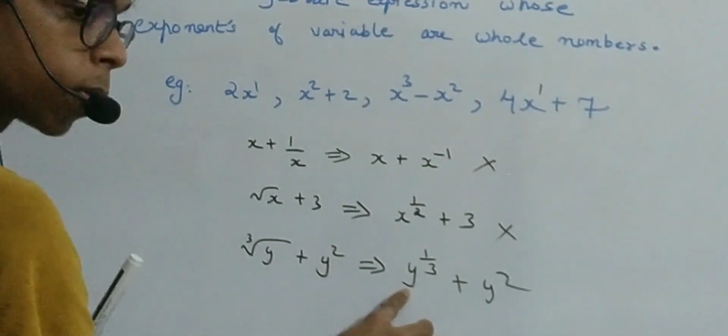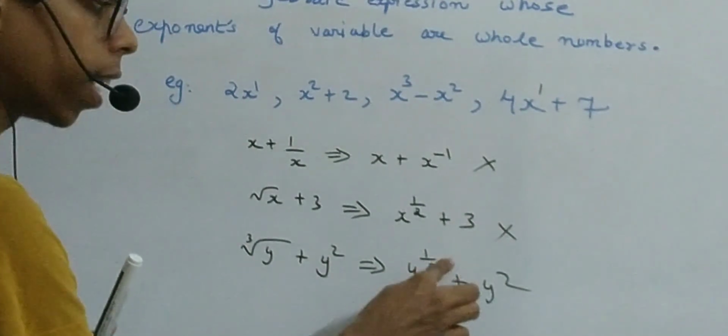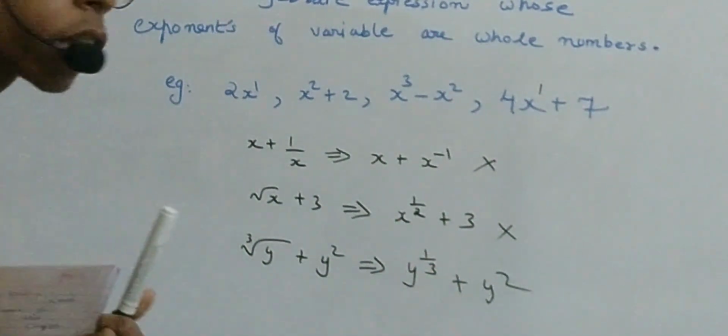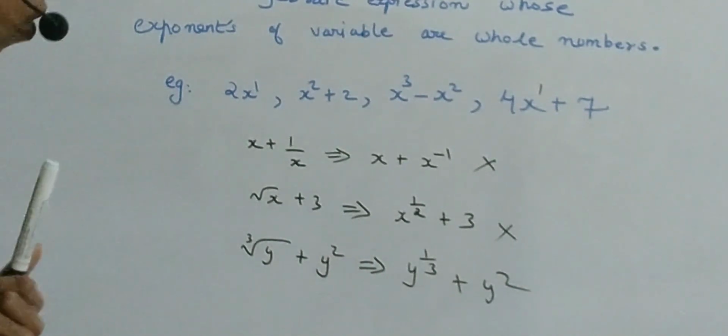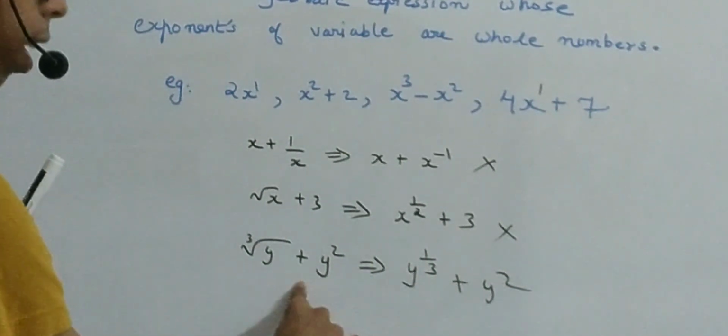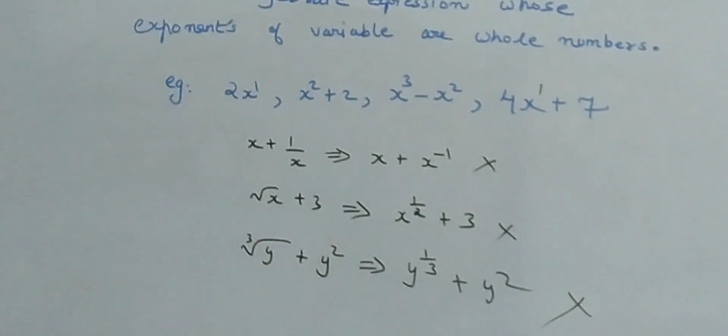Okay, but see this y, this is also a variable and the power of this variable is 1 by 3, which is a rational number. It is not a whole number. So definitely this also, the third expression I have written, cannot be a polynomial.